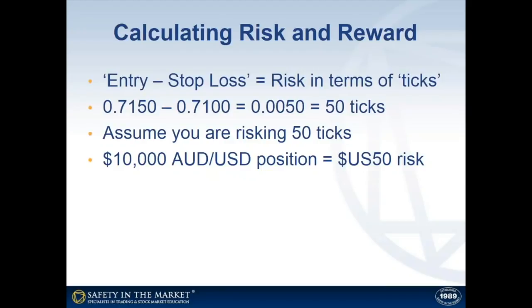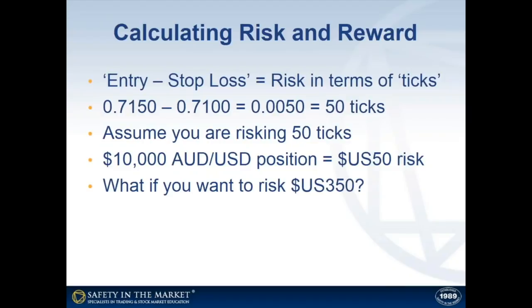Now, you might be saying, but I don't want to lose $50. I only want to lose $25, for example. Well, you'd have to take a smaller position. Now, $10,000 is the smallest position that most brokers will let you take, so you probably let that trade go. But what if you're looking at this the other way? What if you don't want to risk $50? What if you want to risk $350? How are you going to set that up?